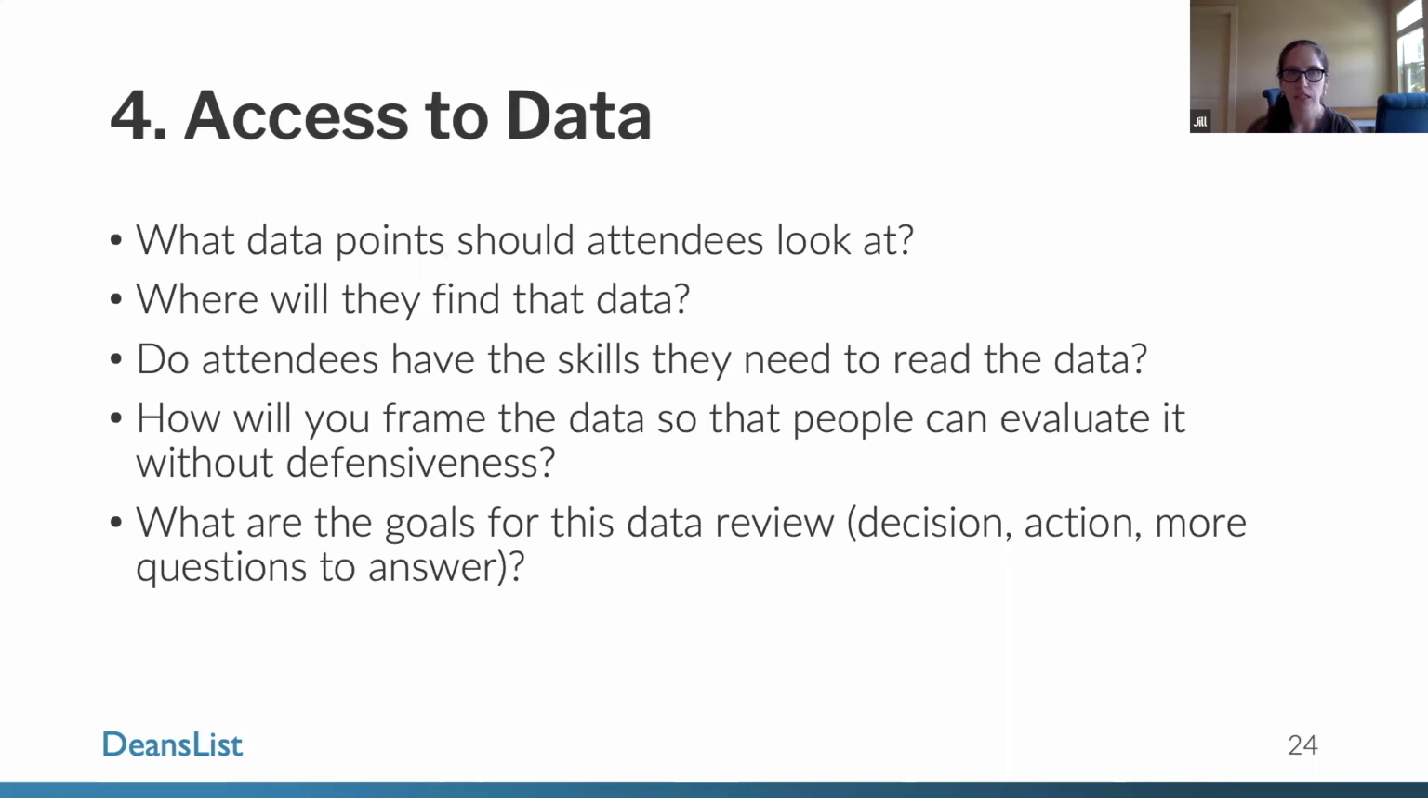So considering these questions, we'll go through them one by one. What data points are attendees looking at? This might be really obvious sometimes, but if you're meeting about a broad topic like attendance, it can be helpful to be really explicit about the metrics. We saw this when we moved from our big broad focus areas to specific questions that are actually answerable. If we're looking at attendance, are we looking at percent present? Are we looking at students who are chronically absent? Are we thinking about tardies, or are we more focused on absences? Really being explicit about the measures that we're looking at.